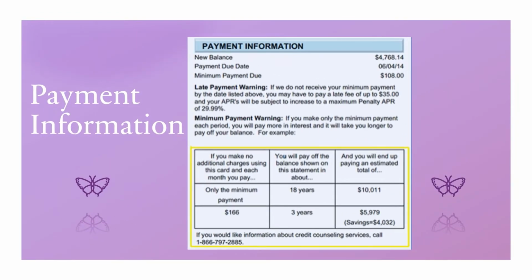The payment information section will show the new balance on your credit card as well as the date the payment is due and the minimum required amount. The time frame between when the statement closes and when the payment is due is called the grace period. If the balance is paid in full by the due date, depending on your terms of services, you can avoid paying any interest on purchases. The payment information section will also provide warnings on what happens if a payment is late and if only the minimum amount is paid.